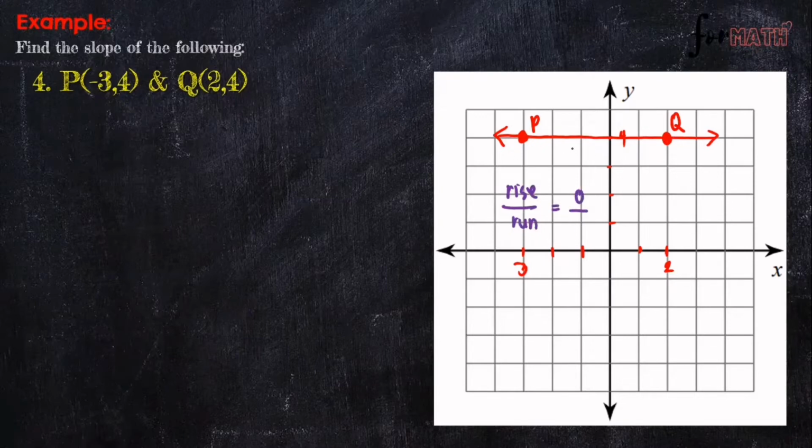Then may run po ba tayo? Yes. Kasi ilan po yung units punta sa Q? So 1, 2, 3, 4, 5 units to the right. So that's 0 over 5. So therefore, the slope is 0. Okay? So try din natin using the formula.